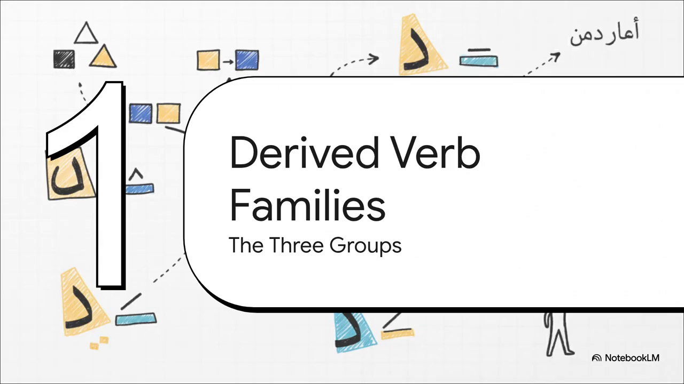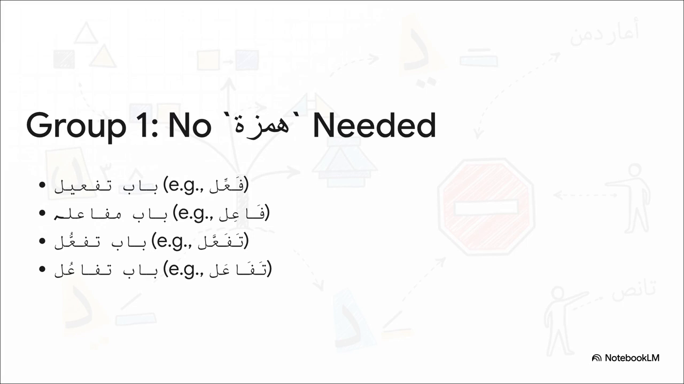All right, to make this even clearer, let's break it down. We can actually sort all of those derived verb families, the abwab, into 3 really simple groups, just based on how they form their command. So first up is group 1. For these 4 super common patterns, you literally just do 2 things. Remove the ta from the present tense, and then make it jussive. That's it. 2 steps. No hamza, no fuss.